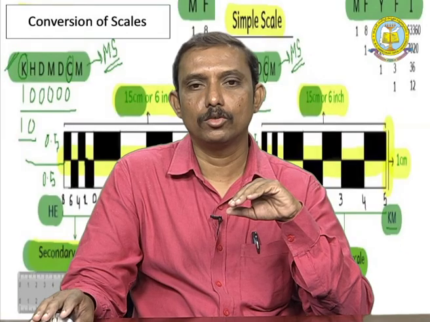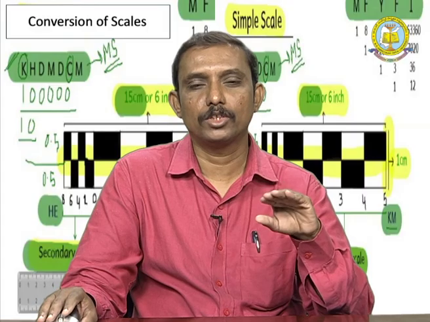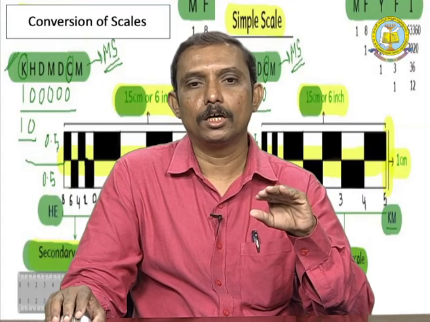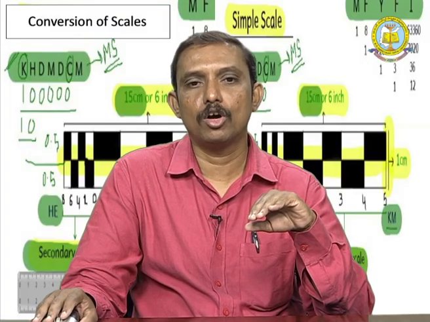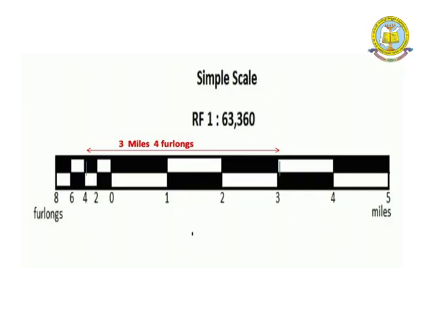Finally, we have to show this in a manner that it will show what type of scale it is, what is the RF value, how it will look, and how to read from it. For example, you have to read 4 miles and 8 furlongs: this is the 4 miles, and this is the 8 furlongs you have to measure.